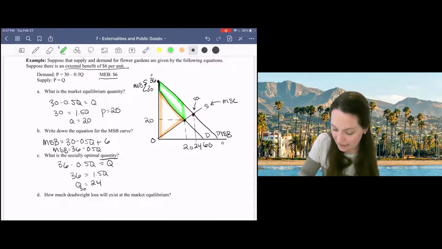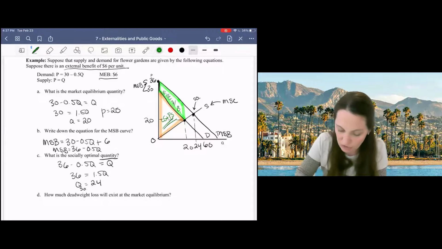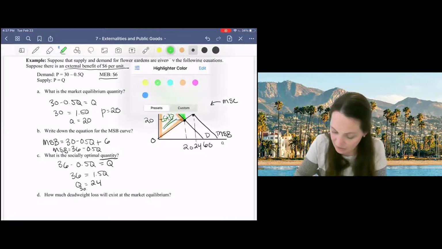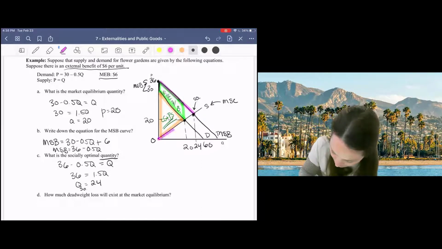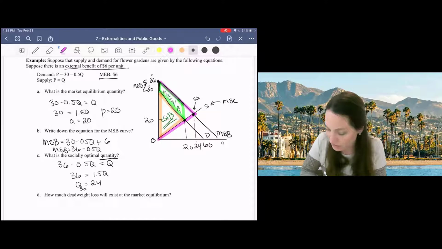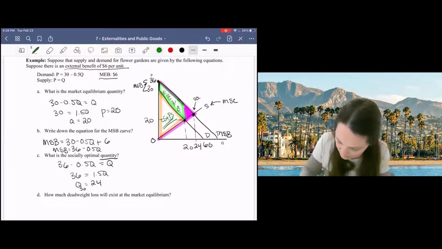Here, I've drawn out consumer surplus and producer surplus at the market equilibrium quantity, and this is the external benefit. We can compare that to total surplus at the socially optimal point, which would be the area between the marginal social benefit and marginal social cost curves. So as you notice here, the missing area, our deadweight loss triangle, is right here.